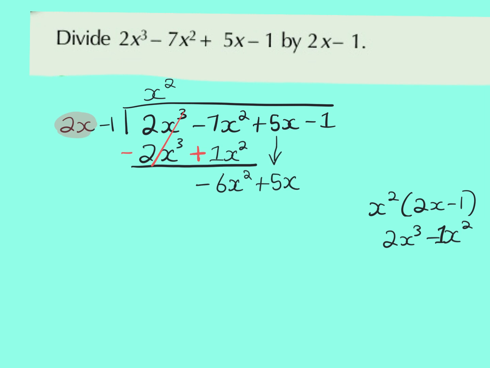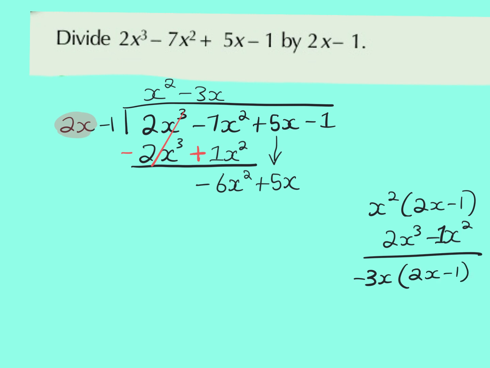Okay, so I repeat the process all over again. So I'm going to look at 2x and ask myself, what would I multiply by 2x to get minus 6x squared? Let's first start with the coefficient. What would I multiply by 2 to get minus 6? Well, I know that would be minus 3. And x, what would I multiply by x to get x squared? Well, that's just going to be x. Okay, so I'm going to multiply that term now. Minus 3x times my divisor, which is 2x minus 1.